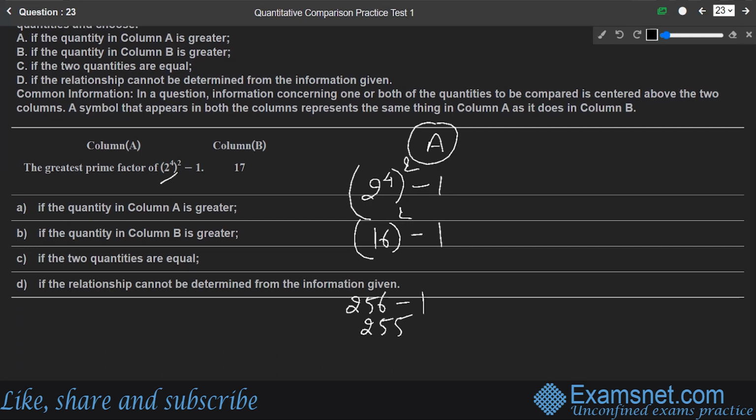For that, we need to do the prime factorization of 255. If we do the prime factorization, we are supposed to divide this by some number. So how can we divide this number? Okay, if we do the factorization, let us try with 2.